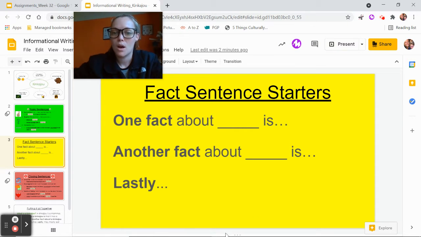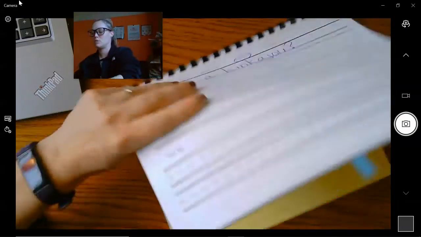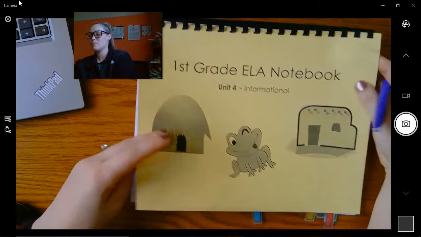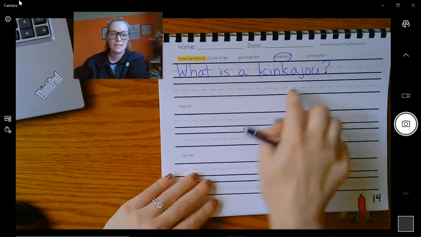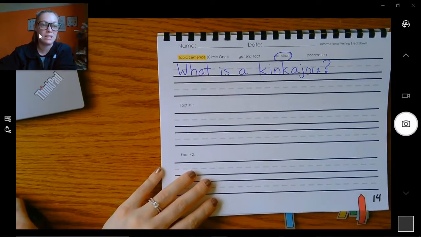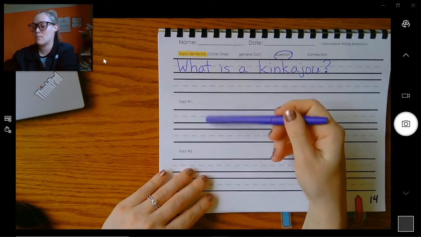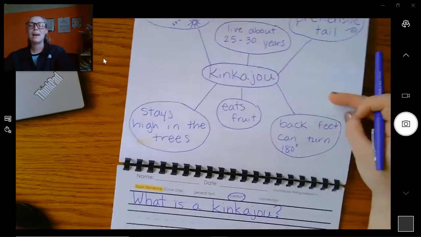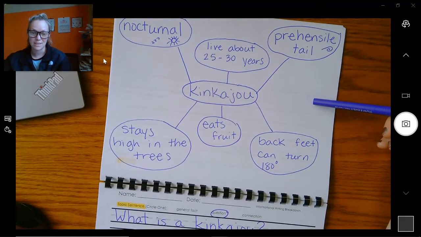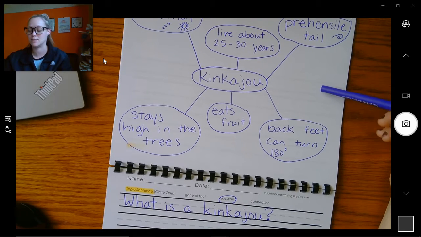So, the sentence that I decided yesterday. Well, first, you will need your yellow ELA notebook. You will be open to page 14. And you might have a different topic sentence than me. This is just the topic sentence that I chose to do. That is, what is a kinkajou? And then I'm going to go into writing my facts today. The important thing is that, remember, I did not write them in complete sentences. So my job today is to choose the facts I want to write about and write them in complete sentences.